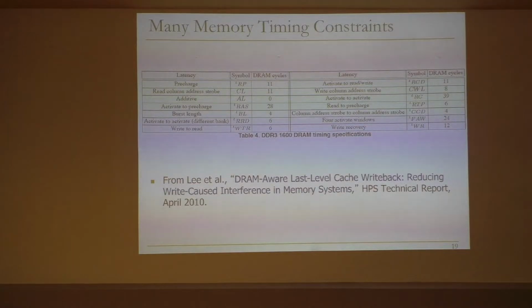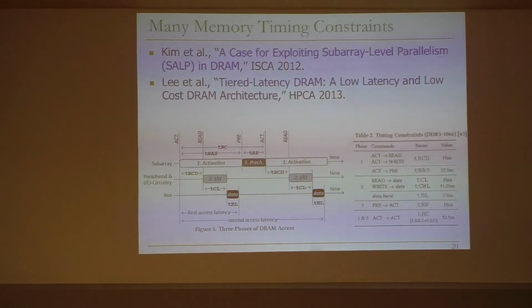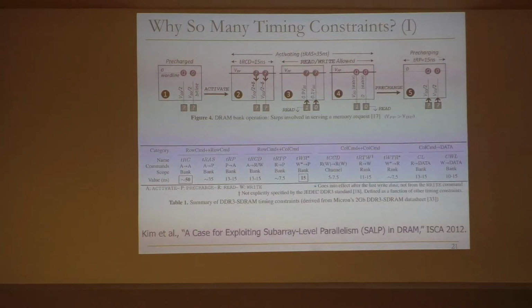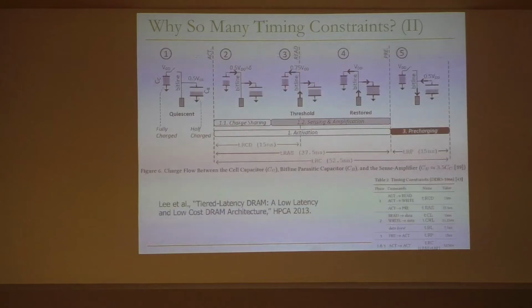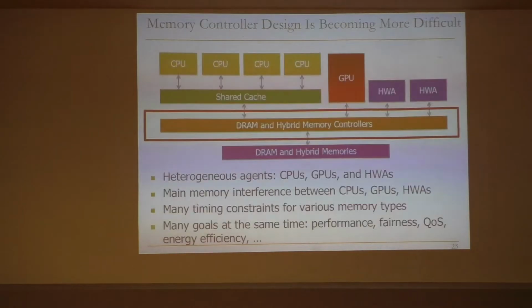Basically, these are some example timing parameters. They're not sophisticated. They're all there for good reasons. But even optimizing for 5, 6 timing parameters is not easy. How do you come up with a scheduling policy, let alone for 100 timing parameters? If you're interested, these are some papers that you can look at.